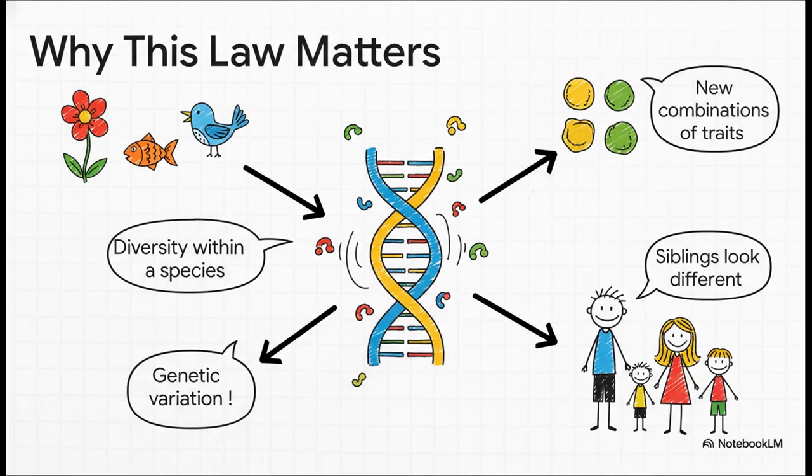So, why is this such a big deal? Well, this law is basically nature's recipe for creating variety. It's what allows for brand new combinations of traits to pop up, like those round green peas. This genetic shuffling is the engine of diversity. It's literally the reason why siblings, who come from the exact same parents, can end up looking so different from one another.